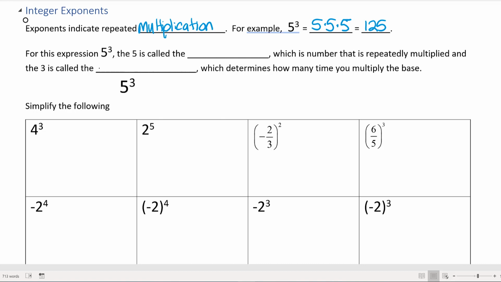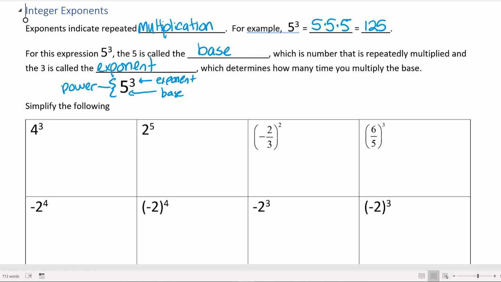125. For this expression, 5 cubed, 5 is called the base, which is the number that is repeatedly multiplied, and 3 is called the exponent. So 5 is the base, the 3 is the exponent, and if you put the whole thing together, we can call that a power. The exponent determines how many times you multiply the base.